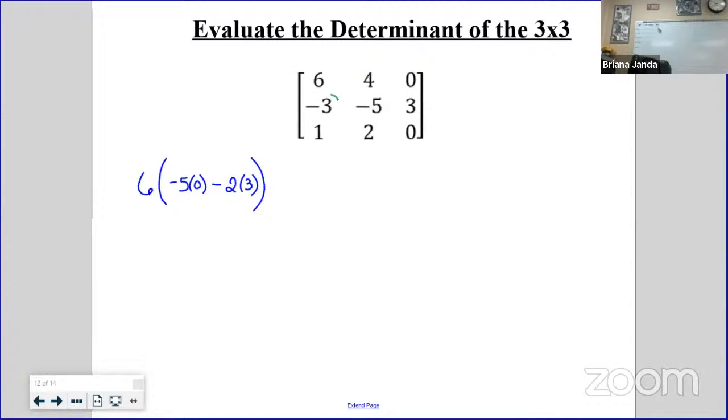Okay, keep in the first column. Remember, now it's going to be a minus. And then -3, let's cross off what it's involved in, times the determinant of 4, 0, 2, 0. So A times D would be 4 times 0 minus C times B. We all doing okay so far? Remember, subtract.